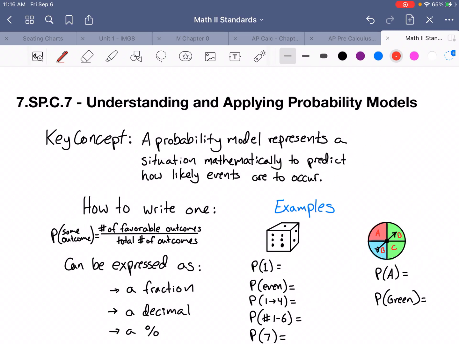Here's a quick video for my Math 2 students going into our first unit on conditional probability, but this could work for any student who is struggling with standard 7.SP.C.7, understanding and applying probability models.